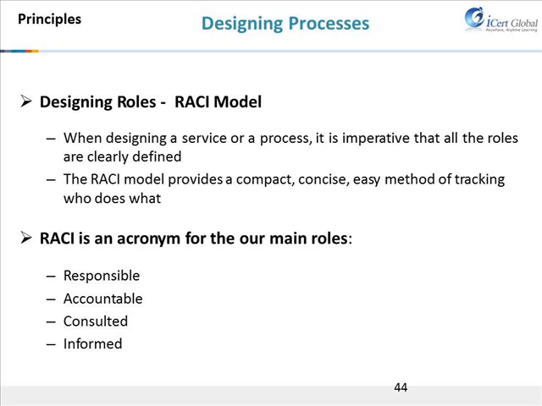Designing processes, clear definitions of accountability and responsibility are critical success factors for any improvement activity. To help with this task, the RACI model or authority matrix is often used within organizations to define the roles and responsibilities in relation to processes and activities. RACI is an acronym for the 4 main roles: responsible, accountable, consulted, informed.